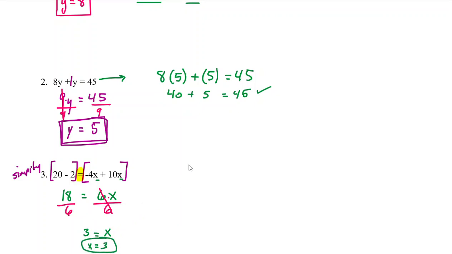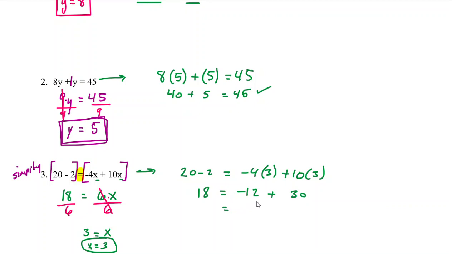And there's my answer. Let's check it out and see if this is true. 20 minus 2 equals negative 4 times 3 plus 10 times 3. Well, 20 minus 2 is 18. That wasn't hard. Negative 4 times 3 is negative 12. Plus 10 times 3 is 30.